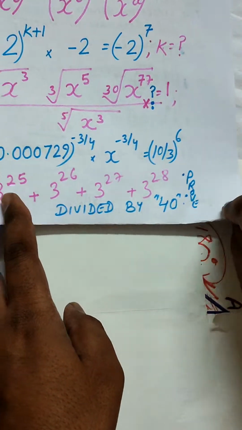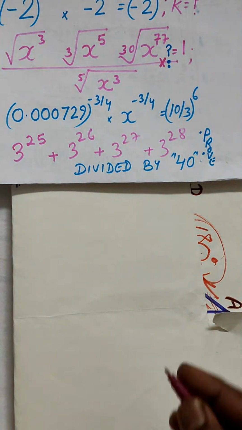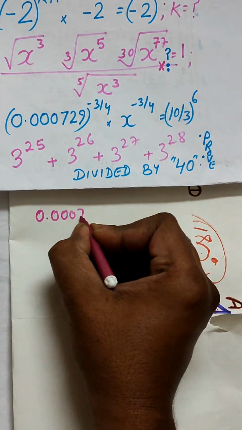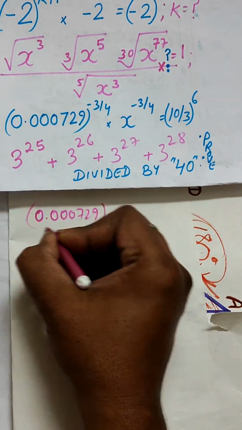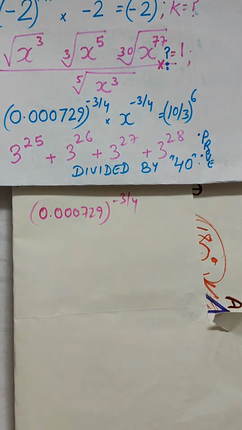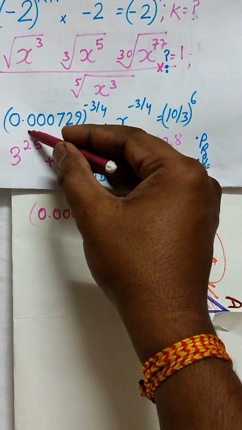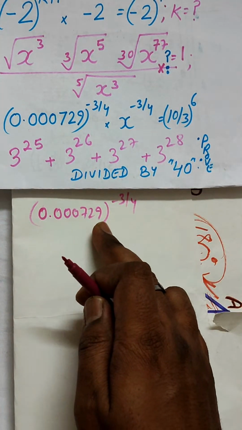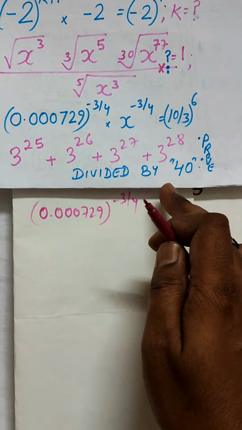It's 0.001, and 0.00729 power minus 3 by 4. The first term. I'm solving the second question, this one. So 0.00729 power minus 3 by 4.